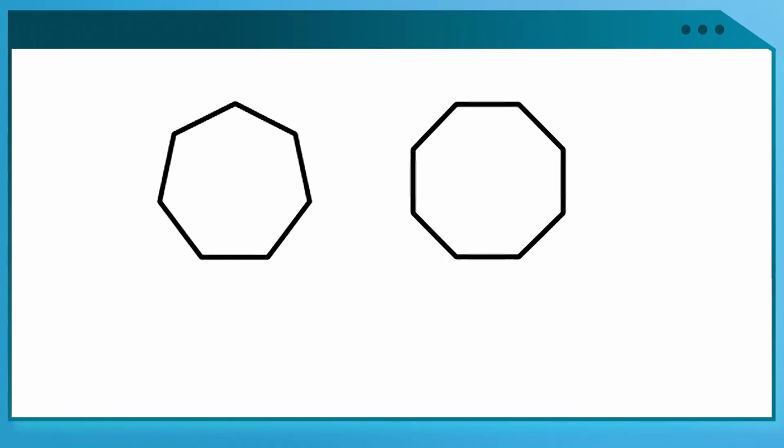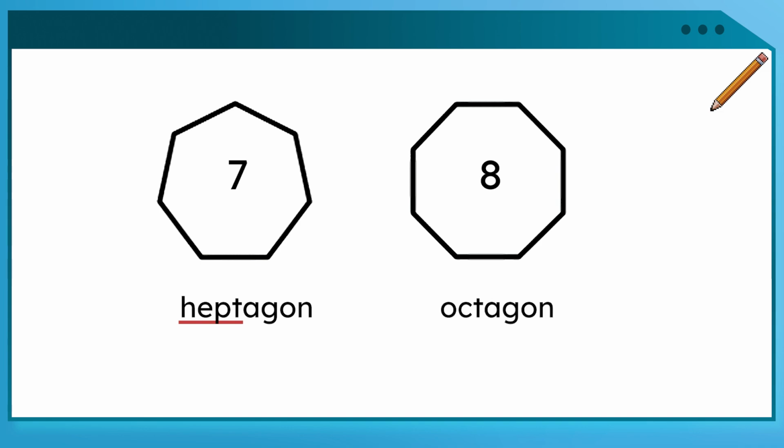Great job identifying polygons. Did you know there are so many more polygons we can work with? Let's explore some more. Let's look at some new polygons. Fill this out with me in your guided notes. One has 7 sides and the other has 8 sides. A 7-sided shape is a heptagon because hept means 7. The 8-sided shape is an octagon.